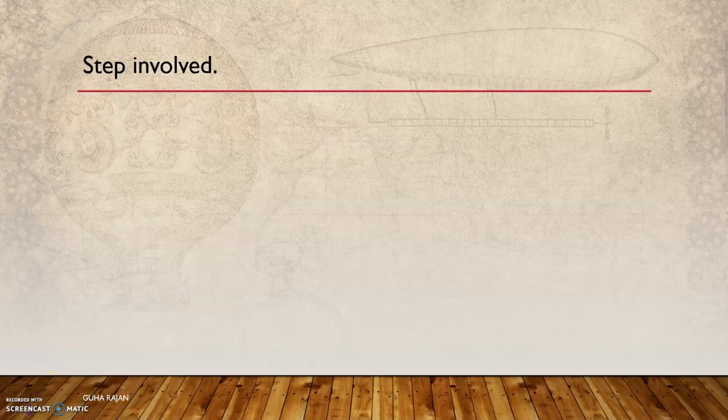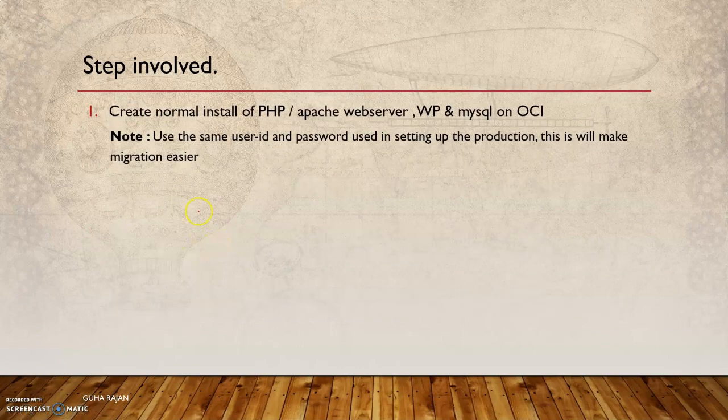Welcome back. Let's now look at the steps involved in detail. The first is, of course, following my earlier presentation and discussion, we have to install PHP, the Apache server, WordPress, and MySQL, all in the Oracle Cloud Infrastructure. To make it easy, just similar to the production box, use the same user ID and password. Whatever you have used in the production box, use that in the other environment also.